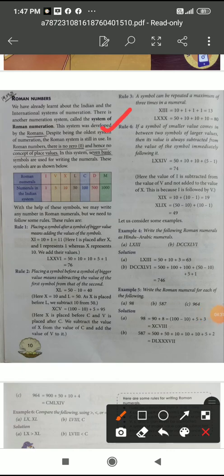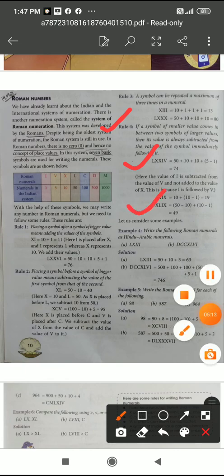If a symbol of smaller value comes in between two symbols of larger values, then its value is always subtracted from the value of the symbol immediately following it. For example, you see L, double X, I, V. Here you see I is the smaller value. L means 50, X, 10 plus 10. Here we subtract I from V. V means, children, 5. So 5 minus 1. Okay. Clear?